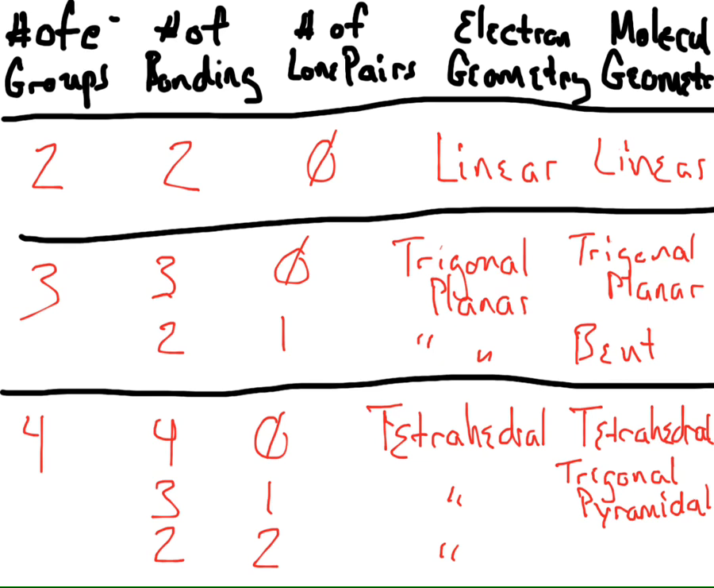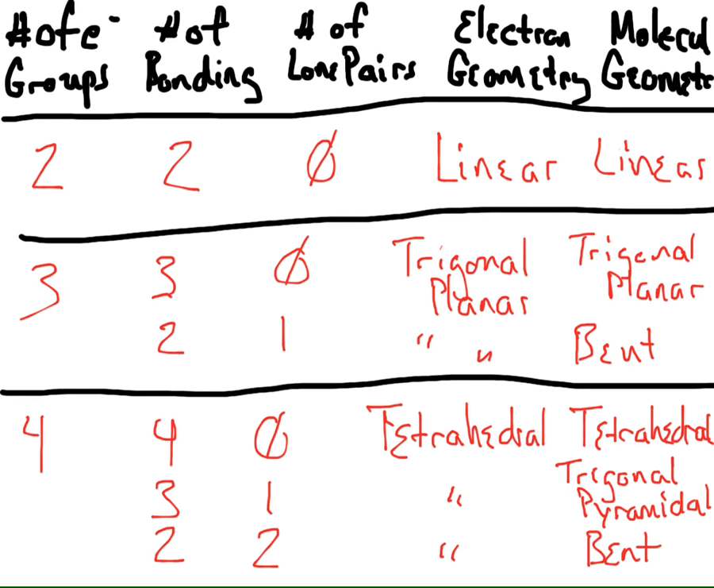Well, what if 2 of these are atoms and 2 of these are lone pairs? Now what's it look like? Bent. See that? Bent.